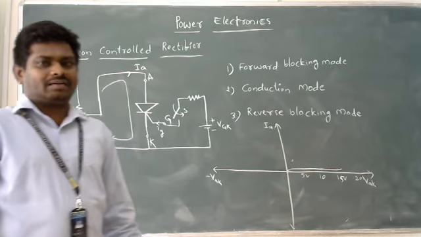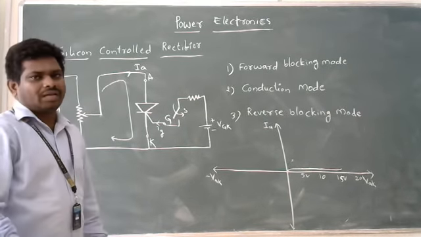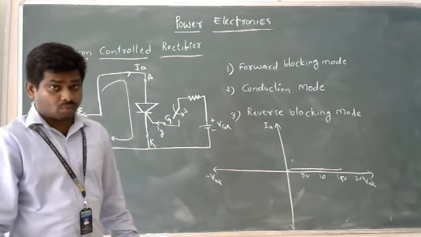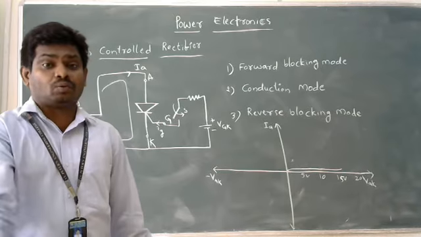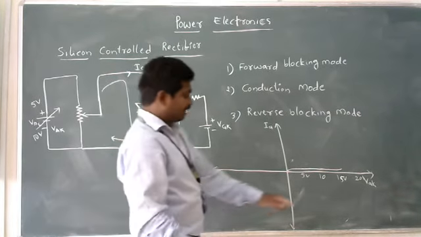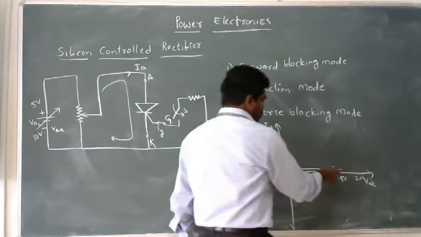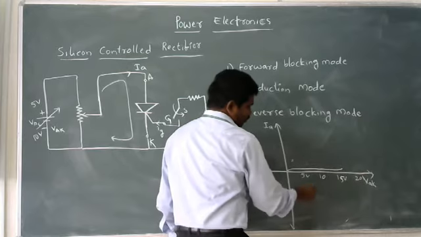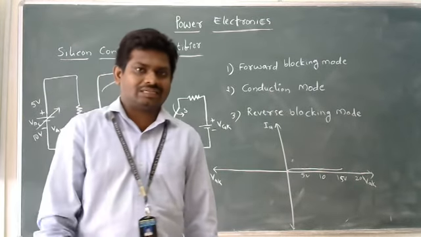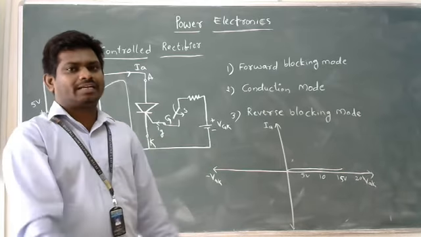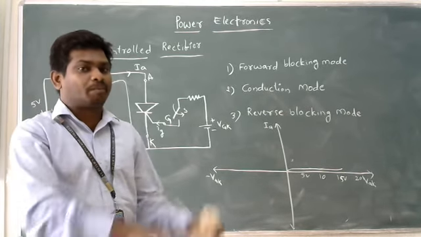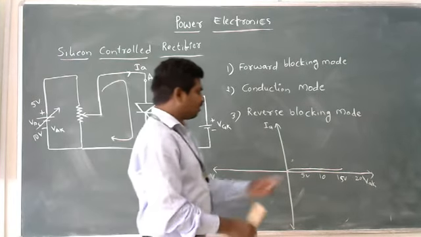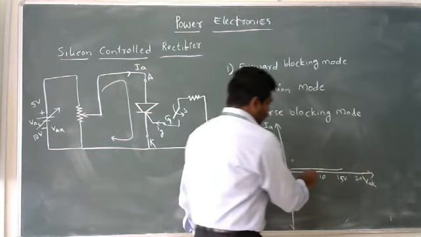Suppose the forward breakover voltage for that particular SCR is 15 volts. Then at 15 volts of forward voltage, it tries to come into action. But until 15 volts, this SCR won't conduct. We are applying forward voltage, but it is not conducting. It is blocking the current from flowing through the device. Thereby, this mode of operation is called forward blocking mode.